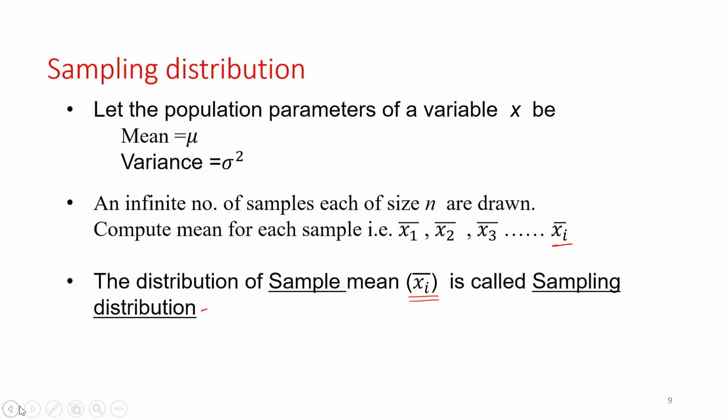This is very, very important. The idea is that the population is so huge that, as I said earlier, we will not be able to find out the population parameters, which are mu and sigma.